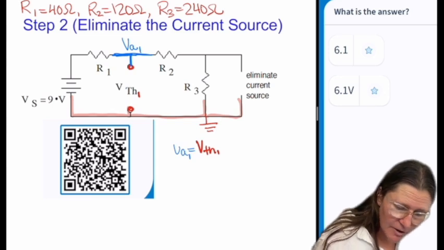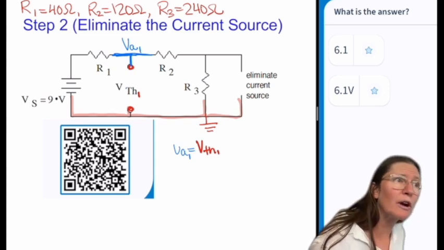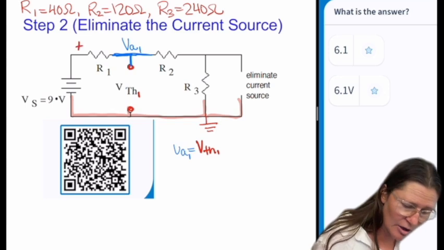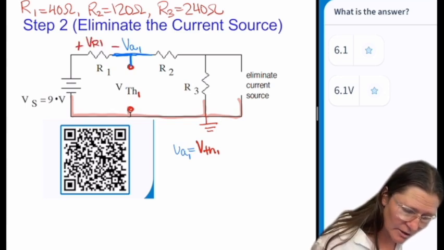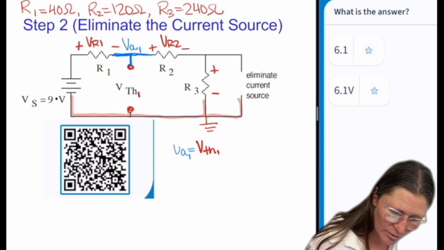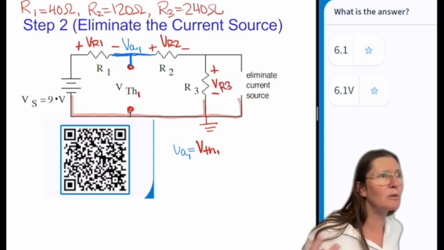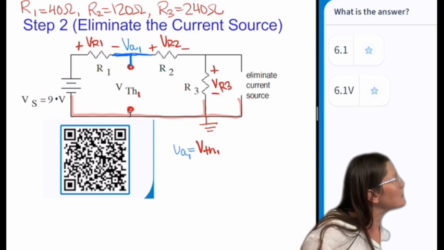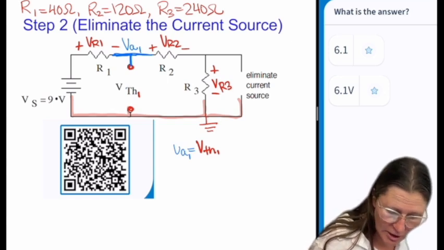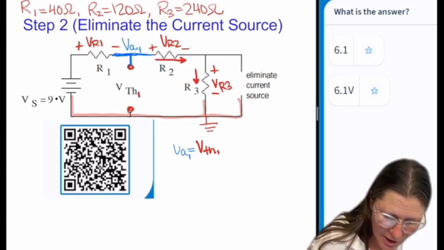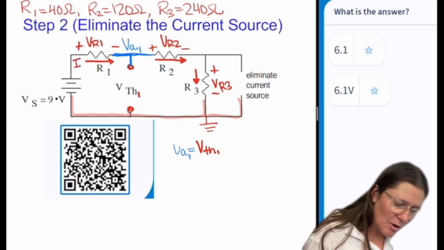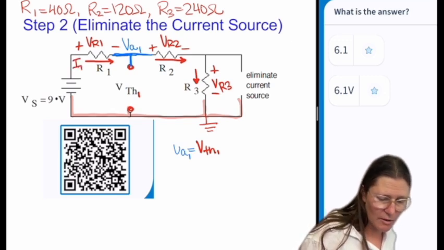I don't have anything labeled here, so if I don't have something labeled, I can arbitrarily label it with something. So I could just call this VR1, this VR2, and this VR3. Again, that's just an arbitrary labeling. I also don't have current defined here, so I can label a current in the same direction as the polarity I labeled. So I just call this I1.